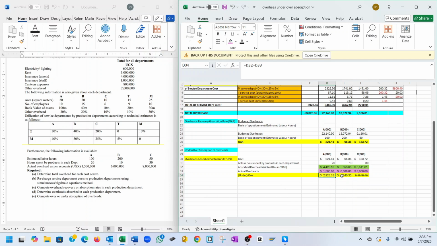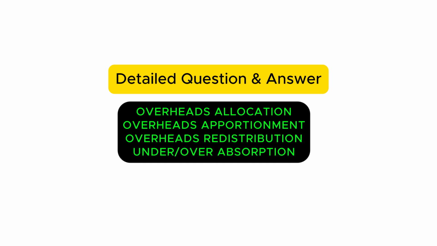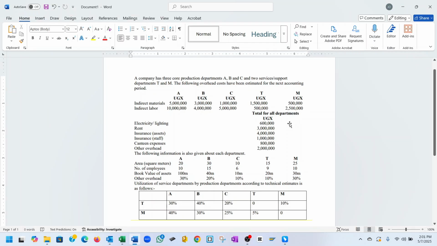Okay. And so what this means is that when you compare the actual overheads to the absorbed overheads, then you can get the over and under absorption of overheads. Why do you always get the computation of over and under absorption of overheads wrong? It's because you don't understand the concept of overheads. And so today I'm going to use this particular question to explain to you the very foundation of overheads up to under and over absorption of overheads.